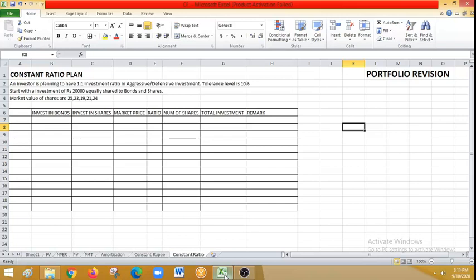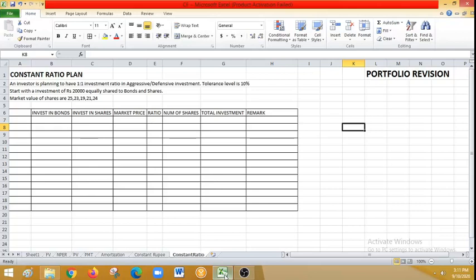In portfolio revision there are many kinds of plans, of which one important one is the constant ratio plan. I would like to explain this constant ratio plan with the example I have here. Before moving into the example, I'll give a brief introduction about what a constant ratio plan is.